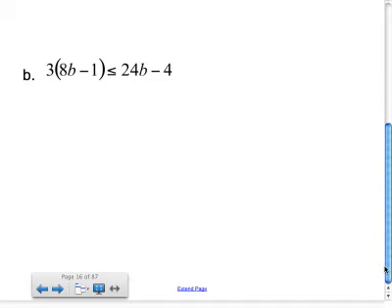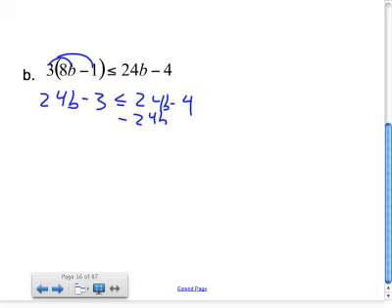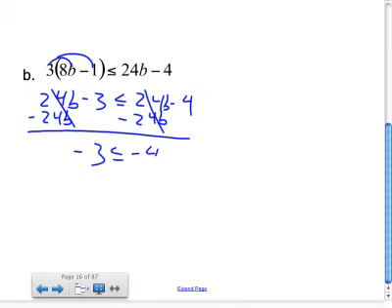Let's try part B. Distribute your 3: 24b minus 3 less than or equal to 24b minus 4. Forgot the b on it. Subtract 24b from both sides. Those cancel. Negative 3 less than or equal to negative 4.